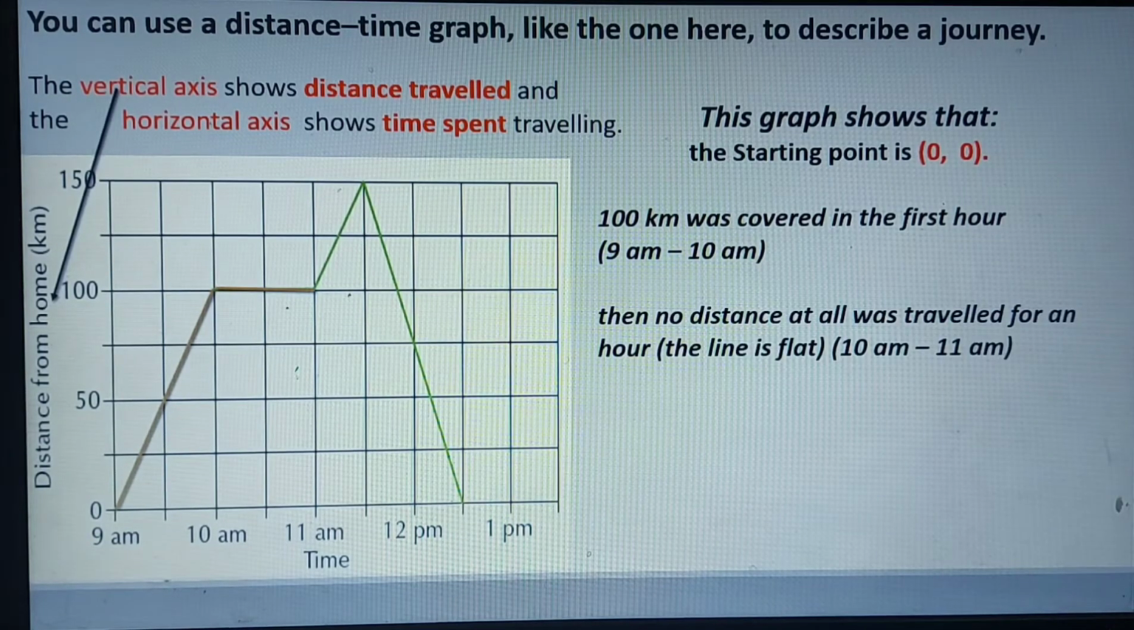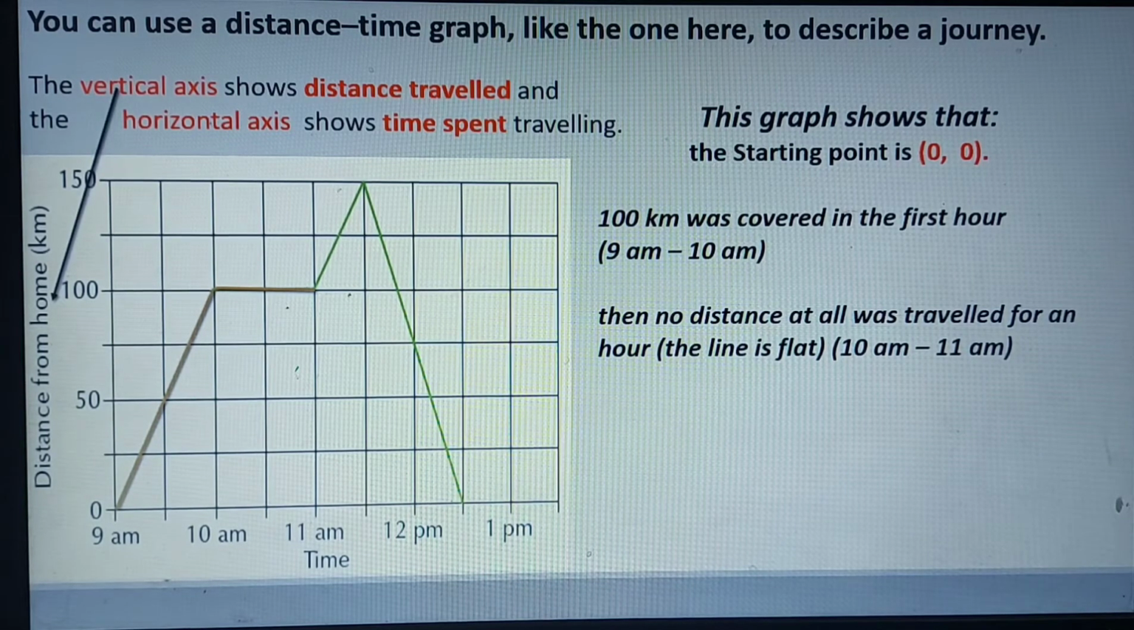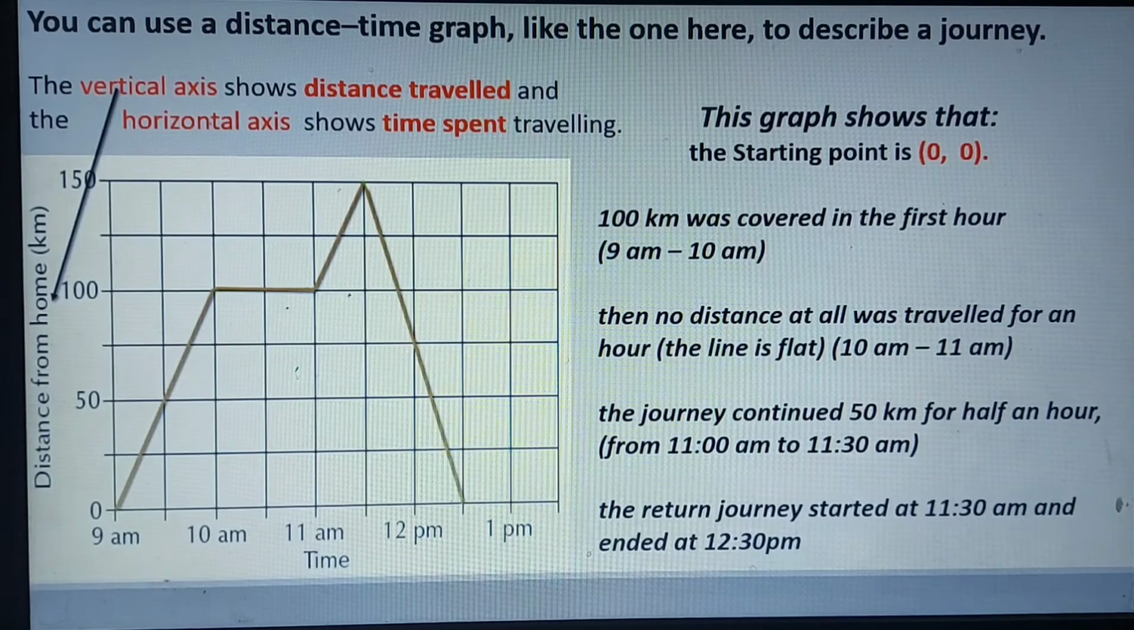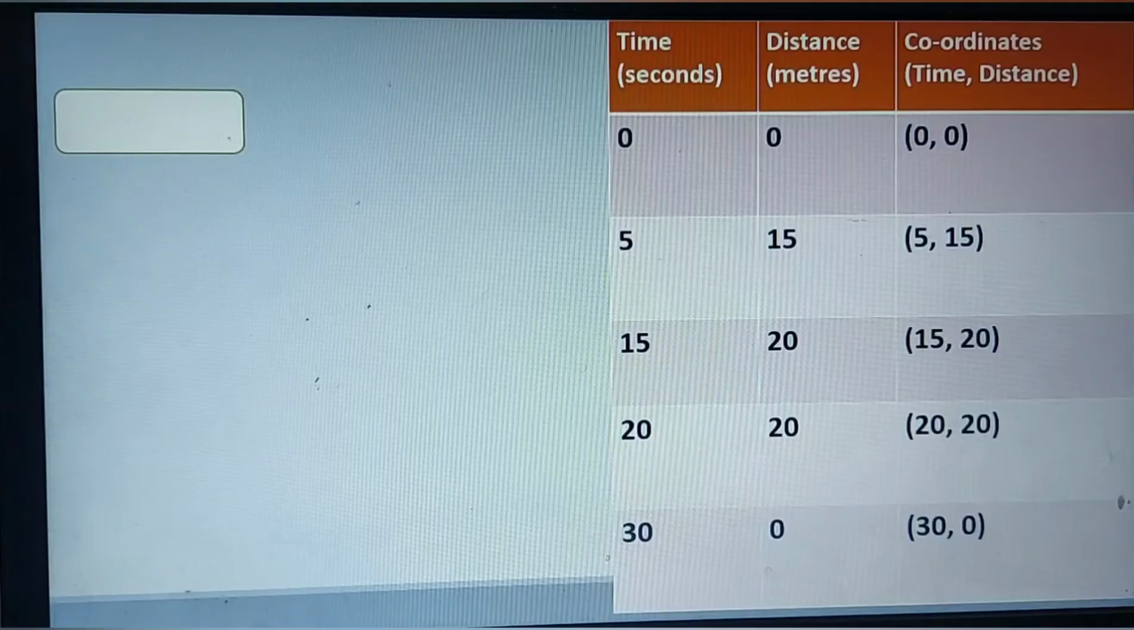Also, we have that no distance at all was traveled for an hour between 10 a.m. to 11 a.m. That is why you see that the line is flat, okay? The journey continued 50 kilometers for half an hour between 11 a.m. and 11:30 a.m. And finally, we have that the return journey started at 11:30 a.m. and ended at 12:30 p.m.